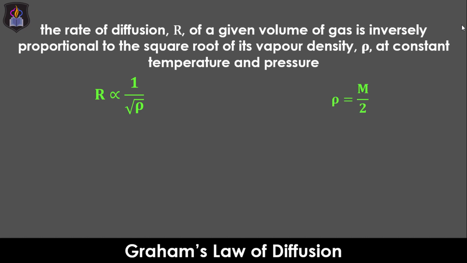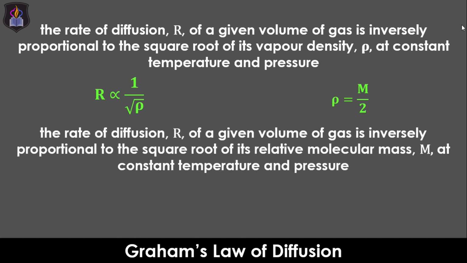Hence, Graham's law of diffusion can also be stated thus: the rate of diffusion R of a given volume of gas is inversely proportional to the square root of its relative molecular mass M at constant temperature and pressure, and represented mathematically as R ∝ 1/√M. This implies that the higher the molecular mass of a gas, the slower its rate of diffusion, and vice versa.